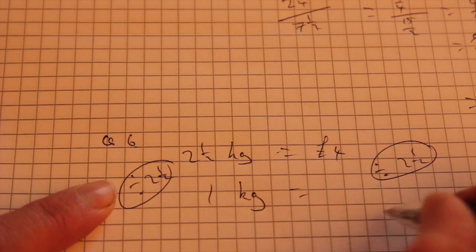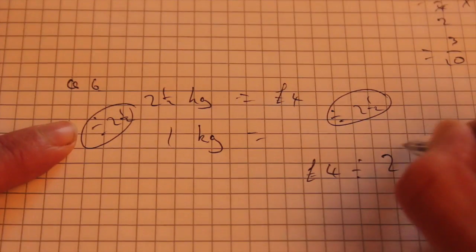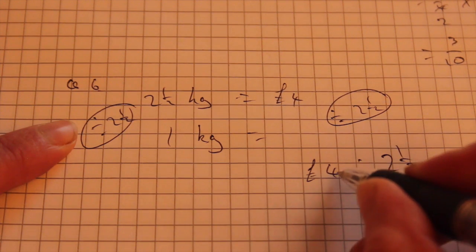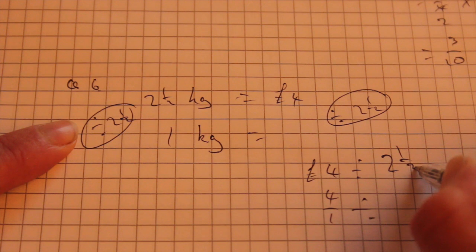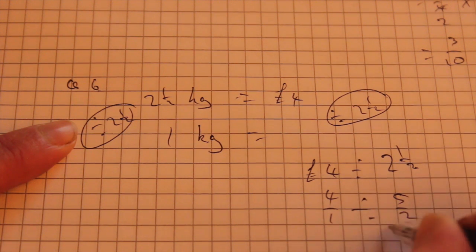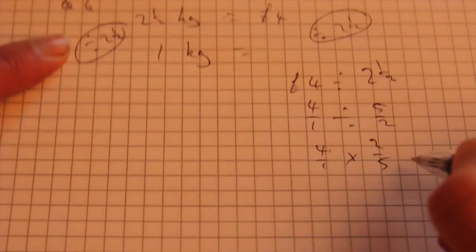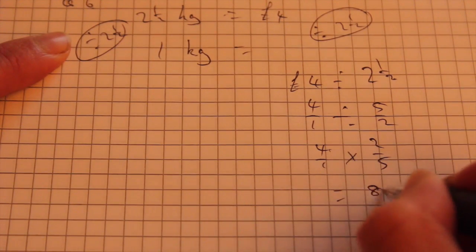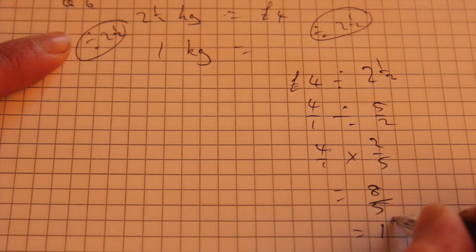So if I take my £4 and I divide it by 2.5, make them look like fractions, write that as 4 over 1, divided by 2 times 2 is 4, add 1, 5 over 2. Turn the one after the division sign upside down and multiply. There's no cancelling to be done anywhere. 4 times 2 is 8 over 5. 5 goes into 8 once with 3 over. So it's 3 over 5.